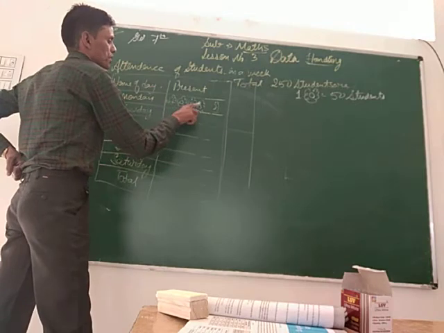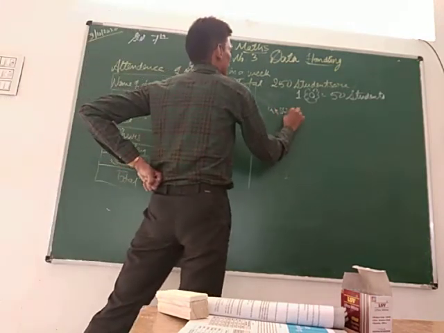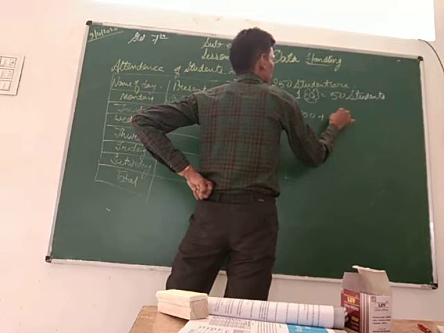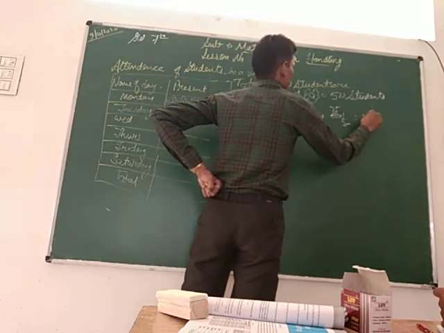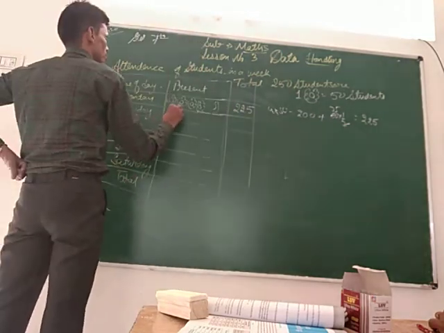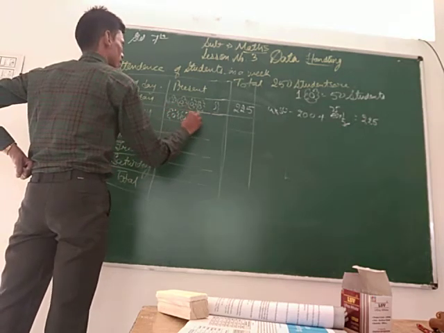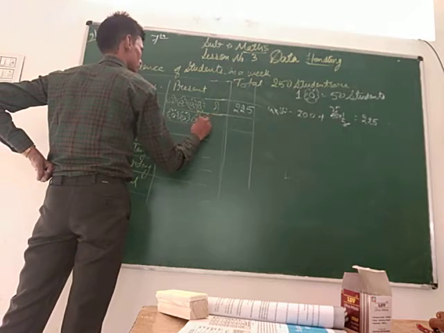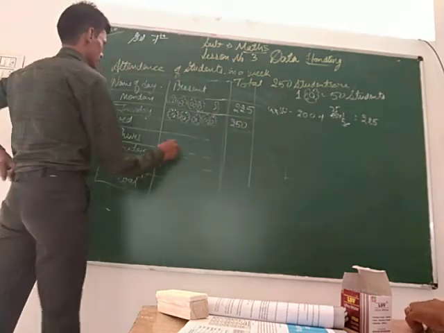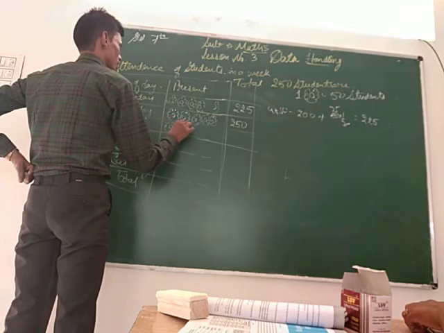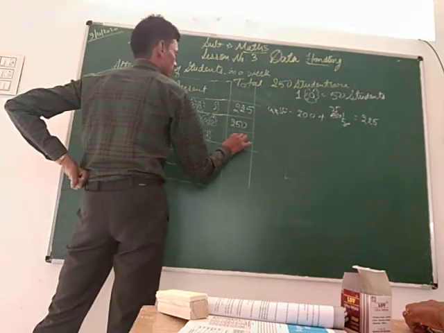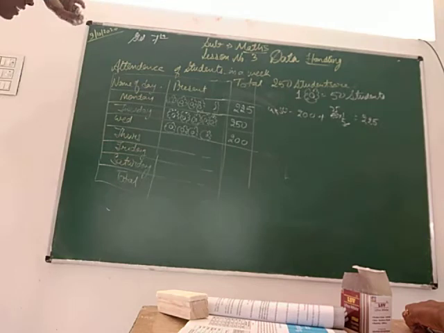How many? 1, 2, 3, 4. 4 flowers. 4 into 50, that means 200. Plus this half, half of 50 means 25. That means 225 students are present on Monday in school. Like this we can get it. On Tuesday, suppose there is an exam or test. 1, 2, 3, 4, 5. All students are present. On Wednesday, 1, 2, 3, 4, that means 200 students are present on these days.